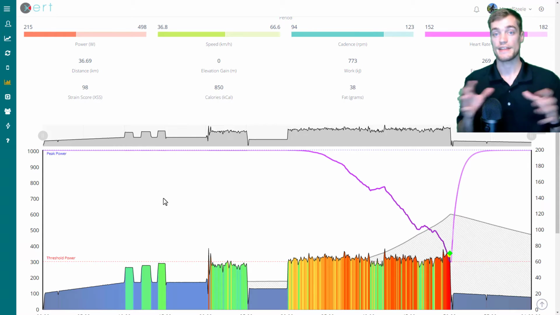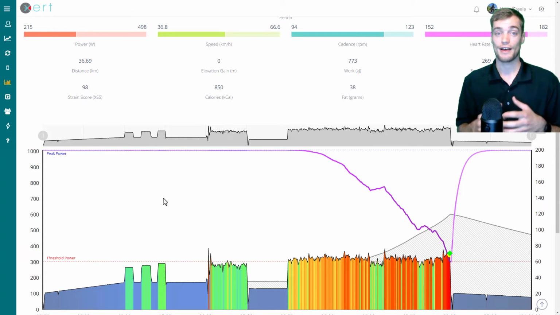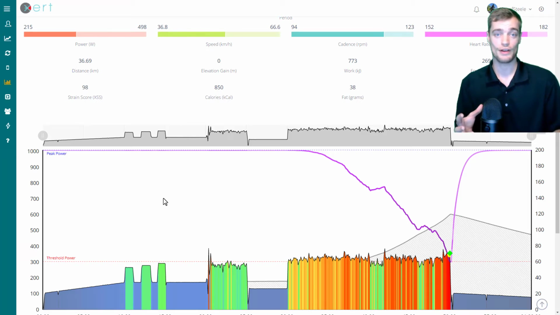So hopefully this demonstration illustrates that XSS is based on how hard you're riding as well as your MPA. In the next demonstration, I'm going to show you that the order in which you do work in Xert also matters, and it's because of your MPA.